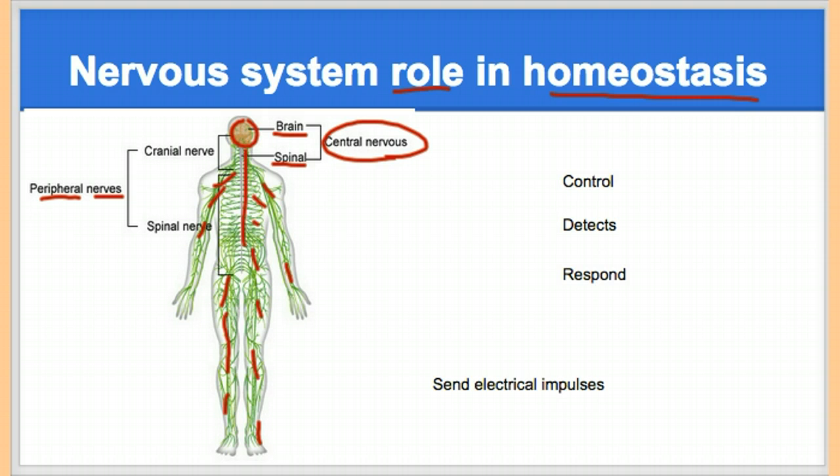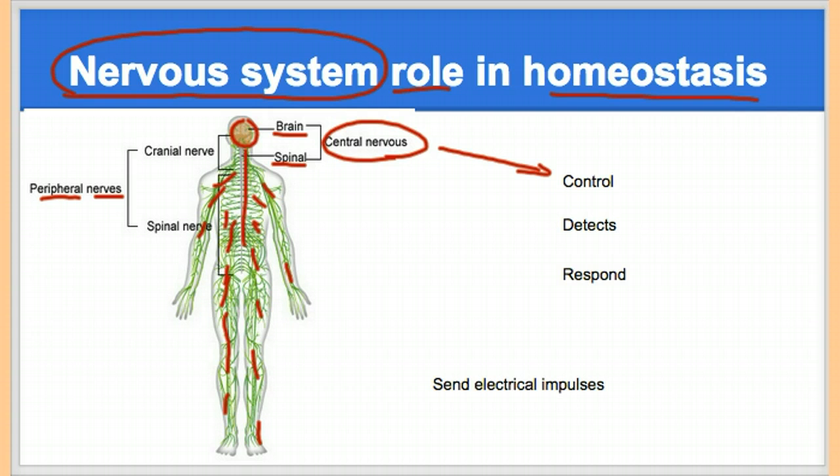So the nervous system is made up of the brain and spinal cord, which is called the central nervous system, and nerves that are coming out of that called the peripheral nervous system. So what role does the nervous system play in helping you maintain a balance? First, it controls everything. It controls how much water you're keeping in your body. It controls how much your blood vessels should constrict or how much they should expand. Everything is controlled by the nervous system in your body.